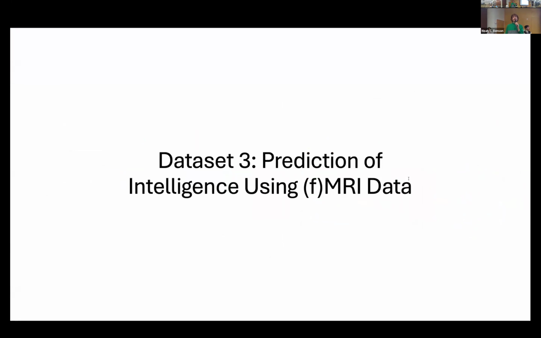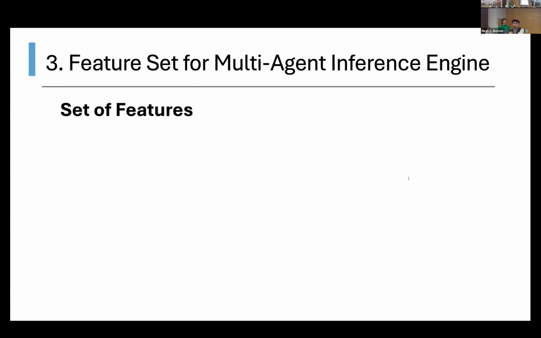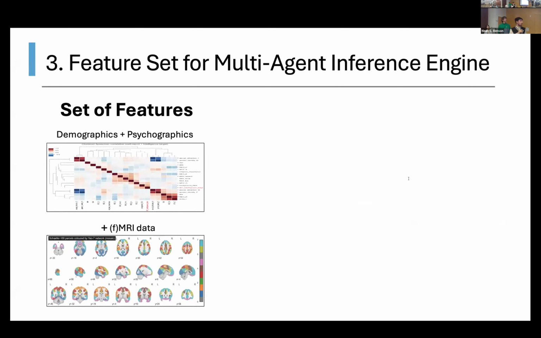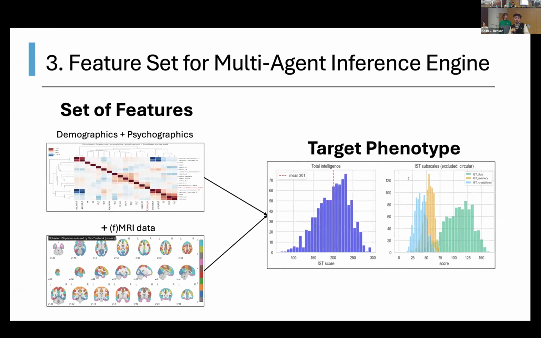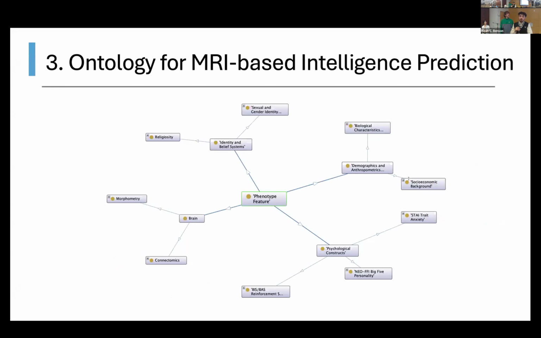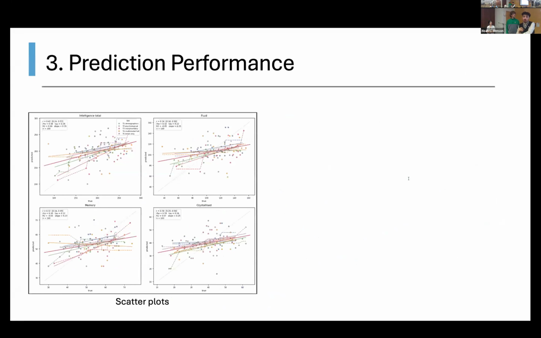And we had a third data set. Yes, so for the last data set, we tried to predict intelligence using MRI data. I won't go through all of the features, but we used demographics, psychographics, and actual brain data, so MRI data, to predict in a hierarchical fashion the total intelligence scores and fluid intelligence, memory-based metrics, and crystallized intelligence. The same as the other two data sets, we created a linguistic representation of this.